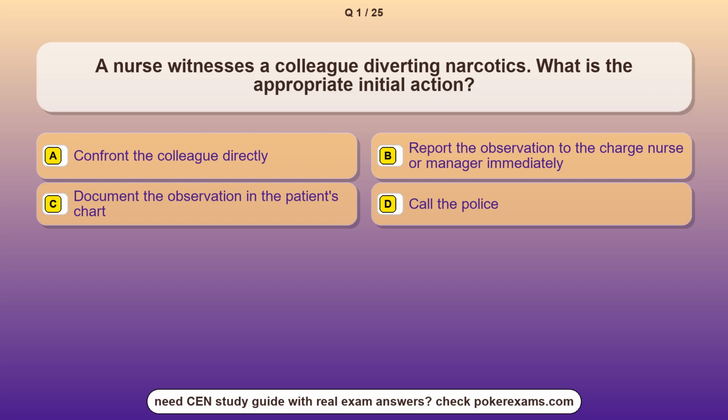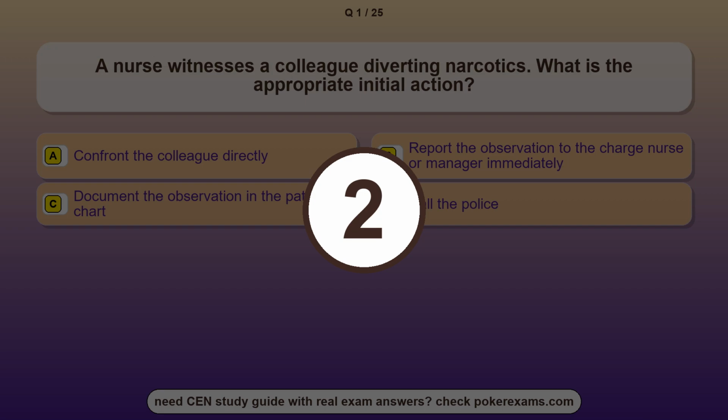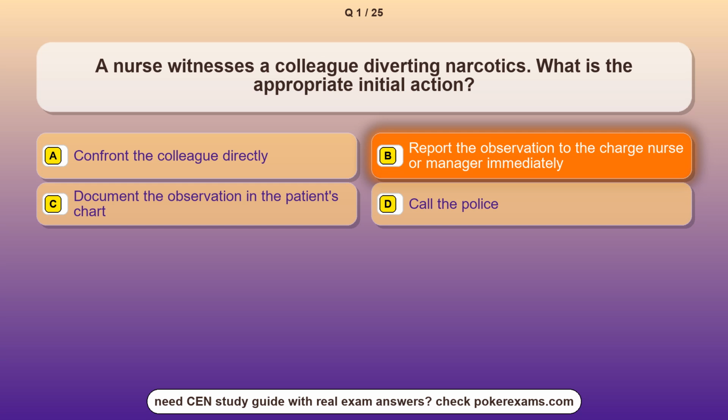Question 1. A nurse witnesses a colleague diverting narcotics. What is the appropriate initial action? Option A. Confront the colleague directly. Option B. Report the observation to the charge nurse or manager immediately. Option C. Document the observation in the patient's chart. Option D. Call the police. The correct answer is option B. Report the observation to the charge nurse or manager immediately.